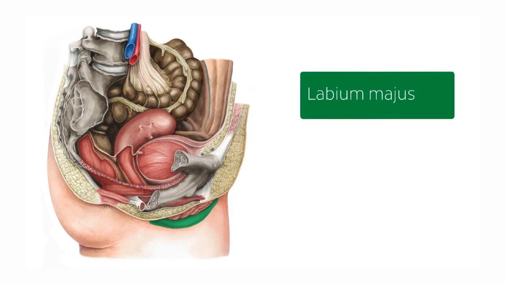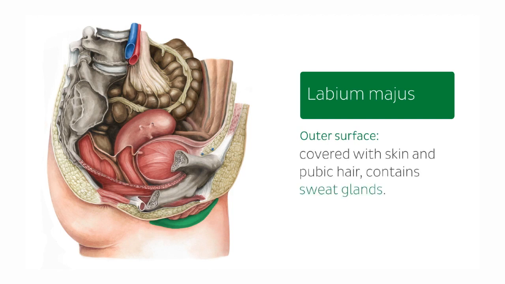Plural would be labia majora, and there are two prominent longitudinal cutaneous folds consisting mostly of skin and adipose or fatty tissue that extend downward and backward from the mons pubis to the perineum. Now, the outer surface is covered with skin and pubic hair and contains sweat glands, and the inner surface will be free from hair and covered by mucous membrane.